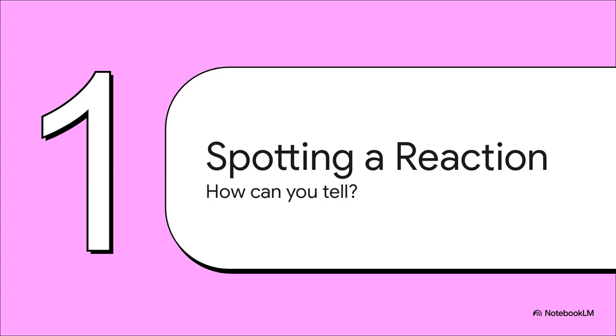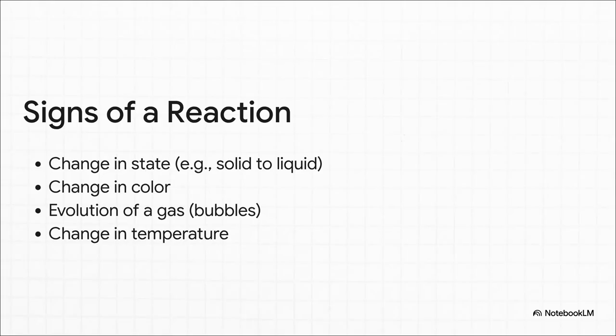Okay, so section 1, spotting a chemical reaction. First things first, right? How do we even know a reaction is happening? What are the dead giveaways? So you got to think of yourself as a chemical detective on the lookout for clues. And there are really 4 big ones.